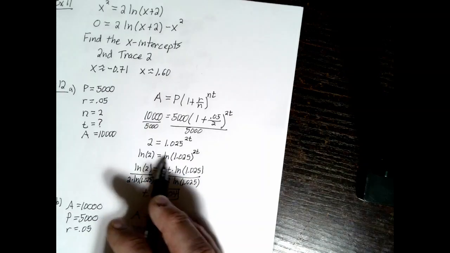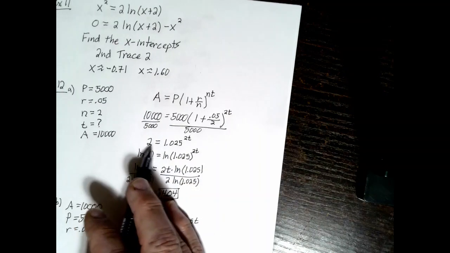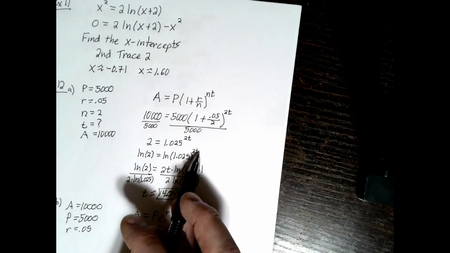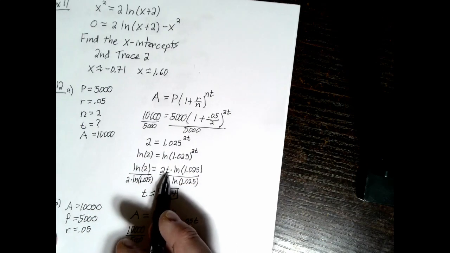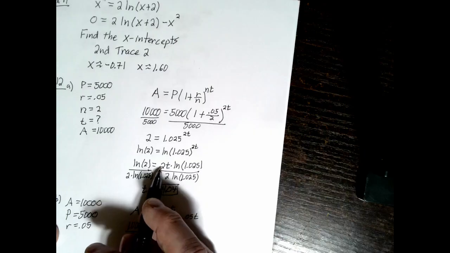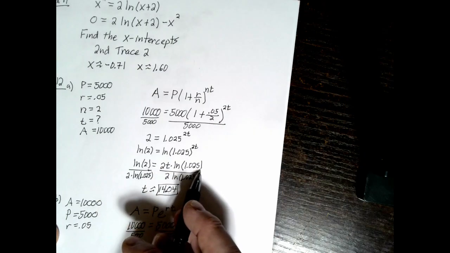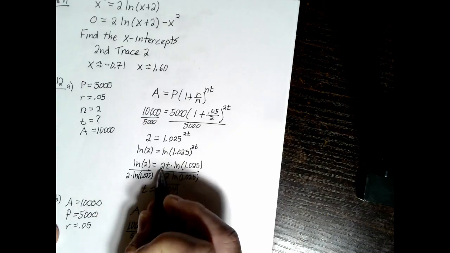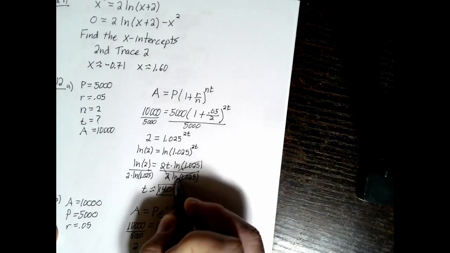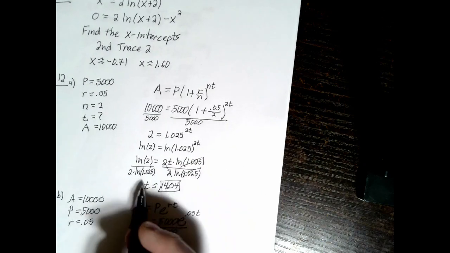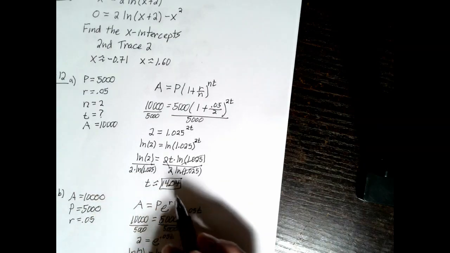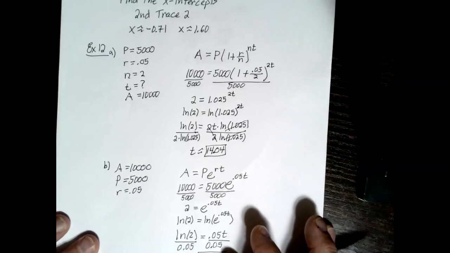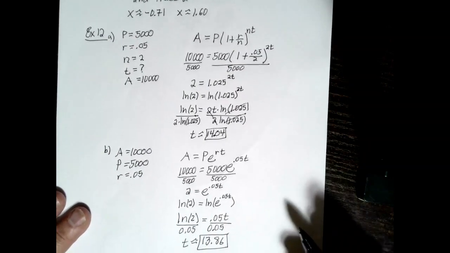Okay. And now you take the natural log of both sides, you get this, and you can bring the 2t out front. Okay. And now if you divide by 2 and you divide by ln of 1.0125, you get t all by itself, because the 2 and the ln's go away, leaving you with just t. Well, that part gives you approximately 14.04, which is how many years it will take for the money to double.